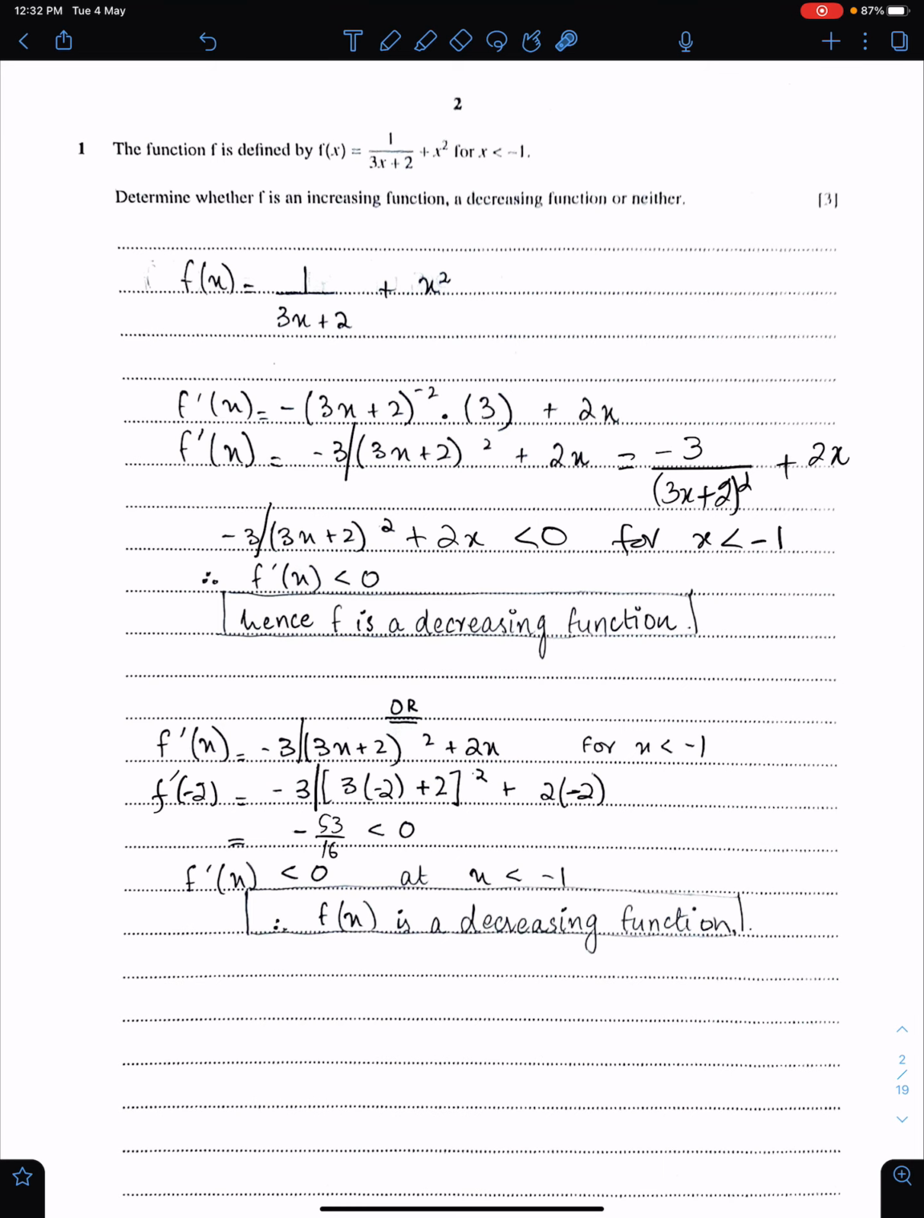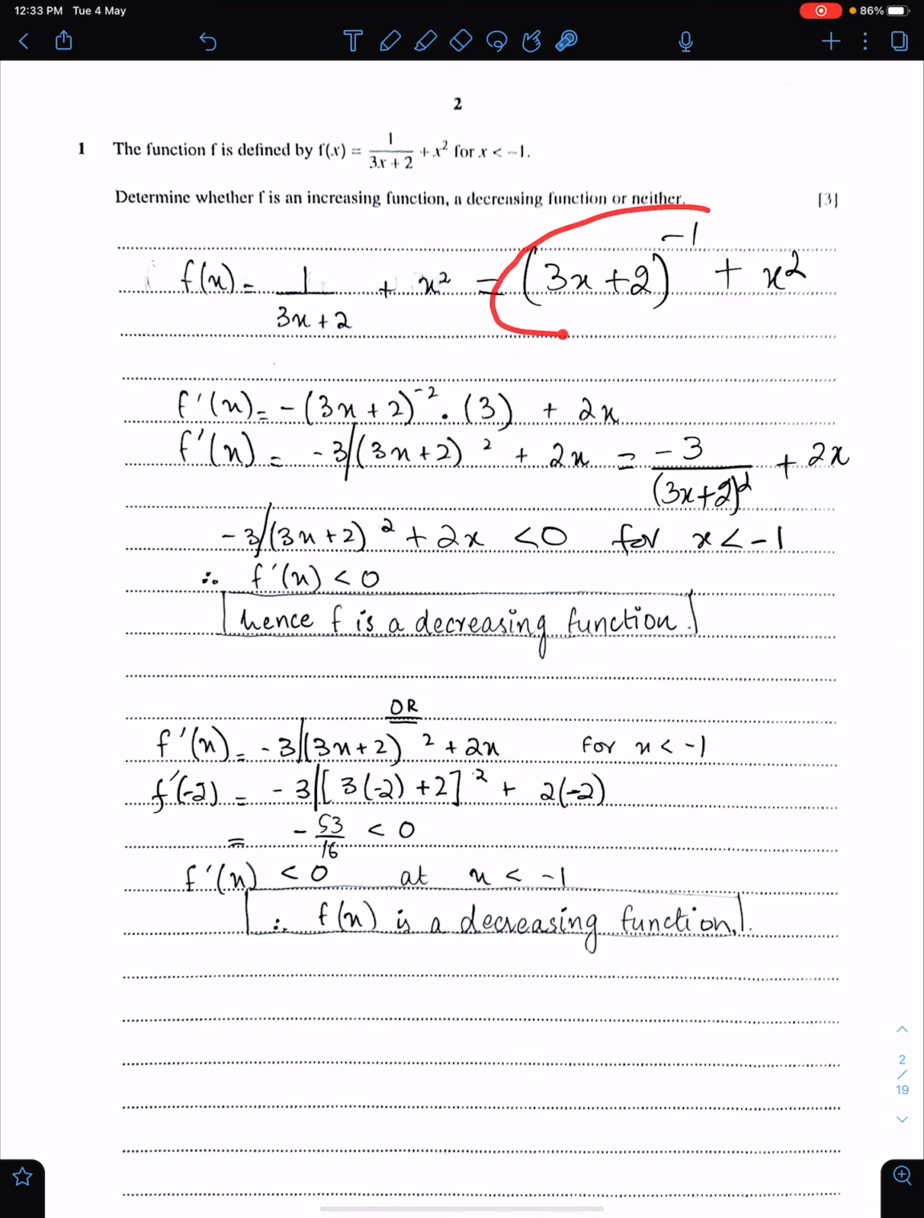Question number 1. The function f is defined by, for this domain. Determine whether f is an increasing function, a decreasing function, or neither. Number 1, we need to simplify this function in order to differentiate it easily. So first we need to bring this in numerator. When you bring this in numerator, you will get (3x + 2)^(-1) + x^2. This is the simplified form of f(x), and it's easy to differentiate now.